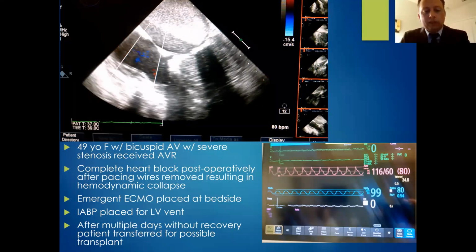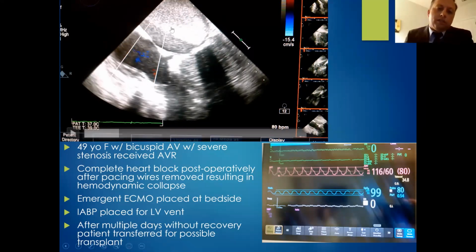Intra-aortic balloon pump was placed as an LV vent. But as the patient is in complete heart block, it was not enough to allow the patient to actually recover. The intra-aortic balloon pump was not enough of an LV vent. And as you can see here, this is a TEE looking at the left atrium. It's just completely full of thrombus. And I'll tell you, the LV was full of thrombus as well as the pulmonary veins, the pulmonary artery, and there was thrombus even within the RV.